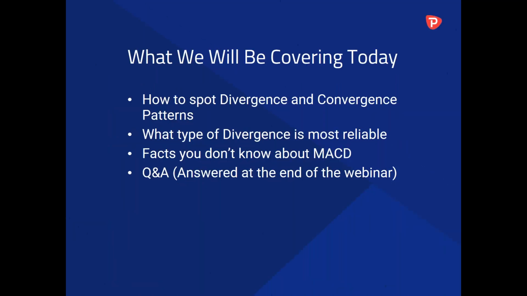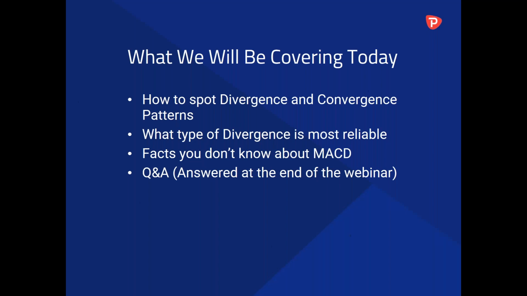So what we're going to be covering today is how to spot divergence and convergence patterns. We're going to be looking at what type of divergence is most reliable. A lot of people don't realize there are multiple different types of divergence and they're used for different circumstances. So it's very important to understand that. And some facts about MACD that you don't know. You'd be surprised how little understanding people have of the MACD indicator, yet everyone seems to use it, but they don't know how it works. So we'll cover a little bit of that.